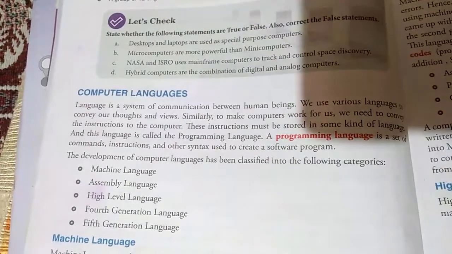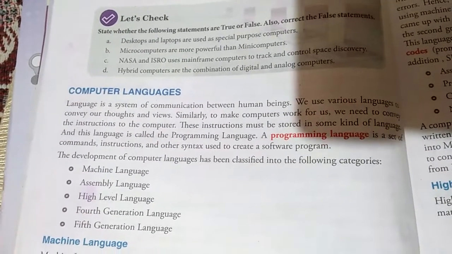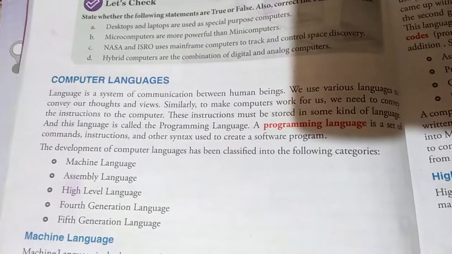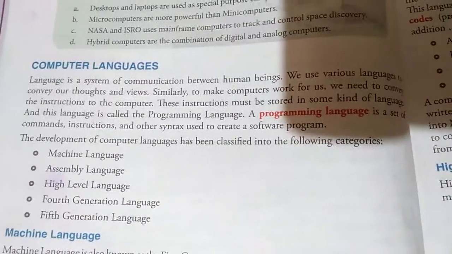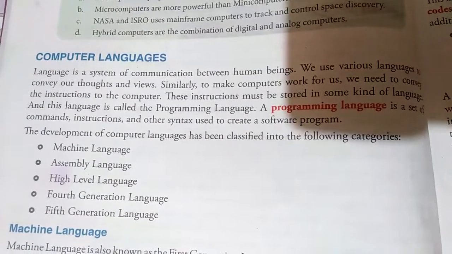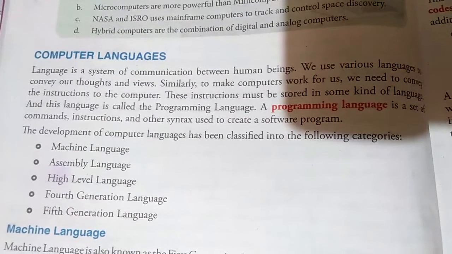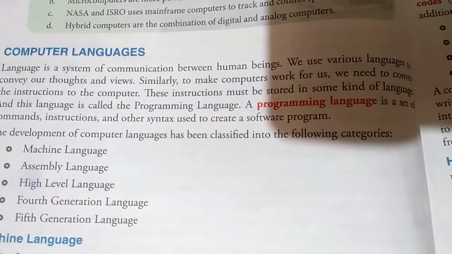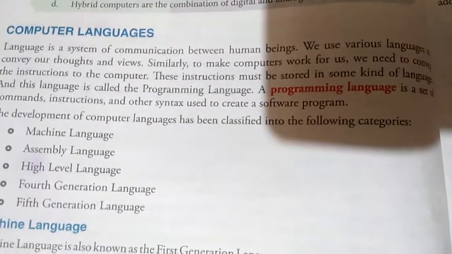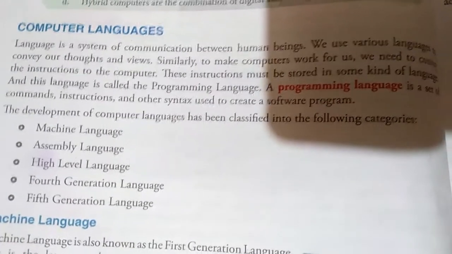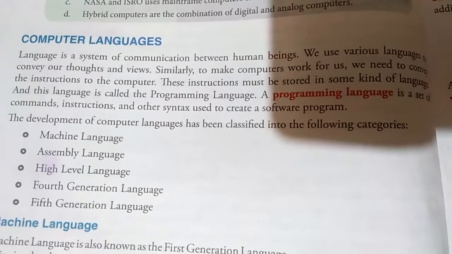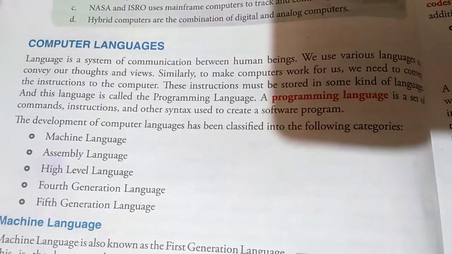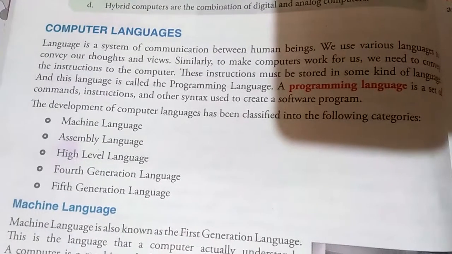A program is a set of commands and instructions. A programming language is a set of commands, instructions, and other syntax used to create a software program. Through programming languages, we can create a software program, the software which is installed in a computer, because without software, a computer is just like a machine. Without software it can't do anything. So software is the necessary part of the computer through which it does its operational activities.